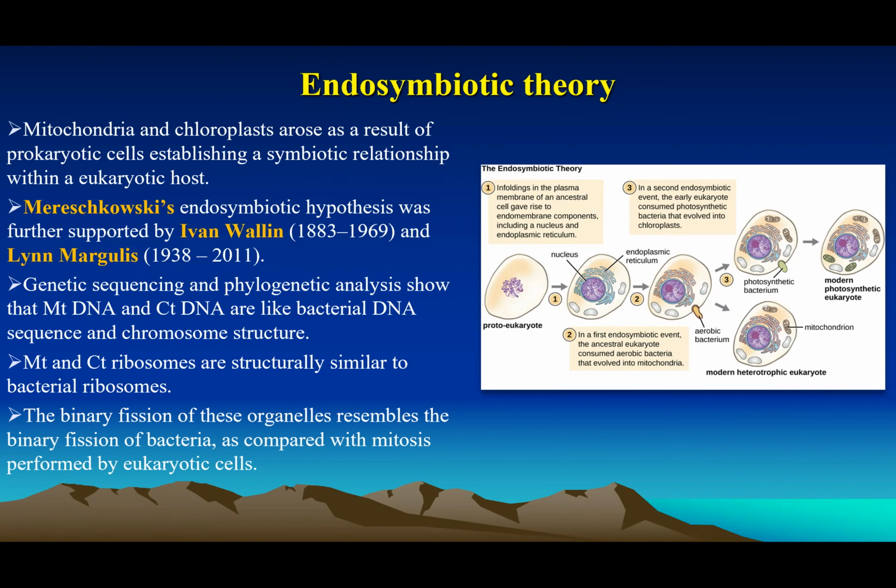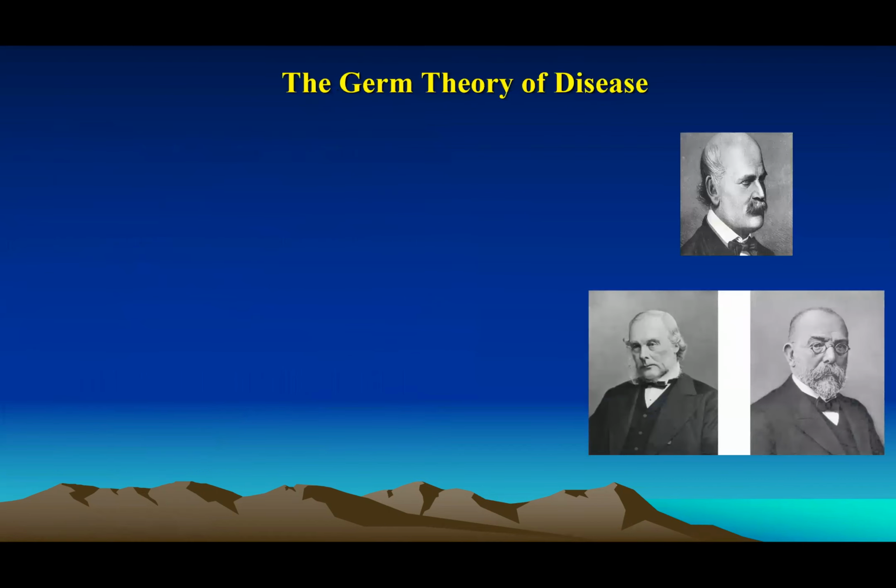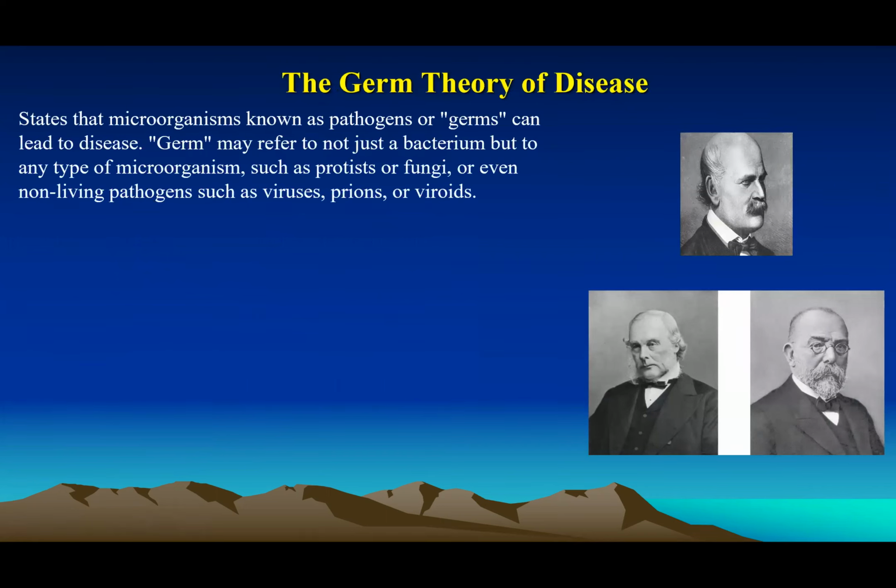So how did they discover germ theory, that germs cause disease? There are, again, several very important scientists, and each one of them contributed a lot. The germ theory states that microorganisms known as pathogens or germs will lead to disease. So when you say germ, it is not only a bacteria. It can also be a protist or a fungi, or even non-living entities like virus, prions, or viroids.